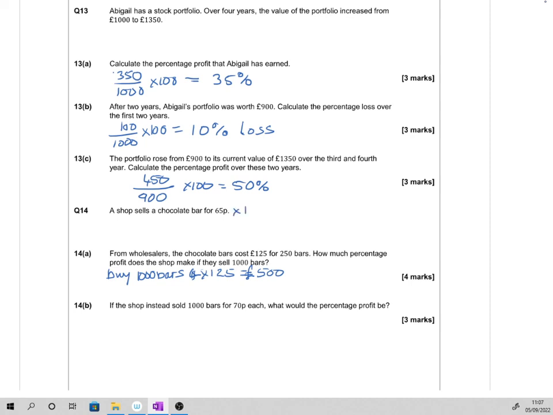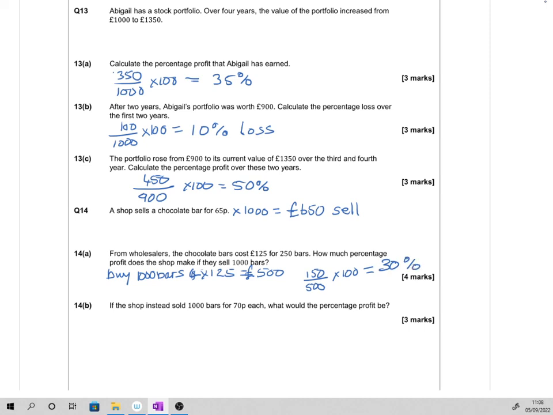Now if we multiply 0.65 by 1,000, that is £650. So this is sell. You buy for 500, you sell for 650. So difference over the original, the difference is 150. The original is what we bought them for, and times that by 100 will give us our percentage profit. 150 divided by 500 times 100 is 30%.